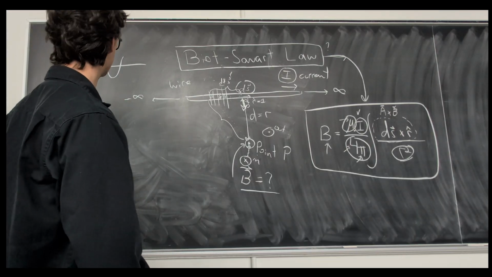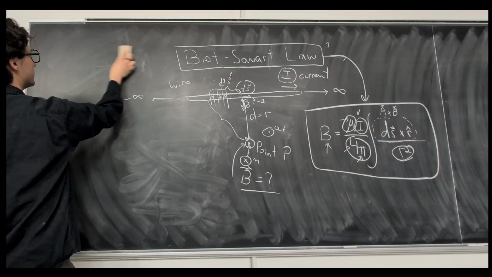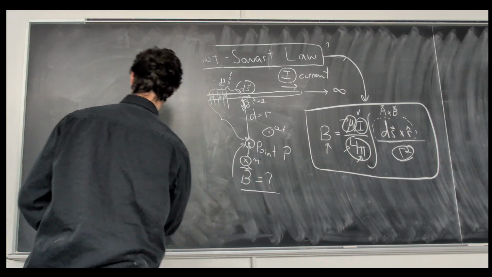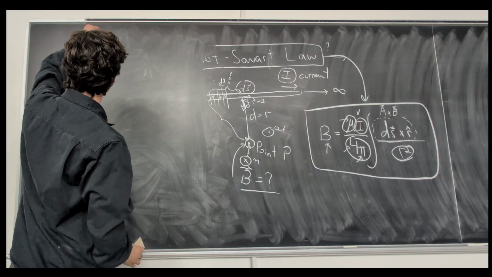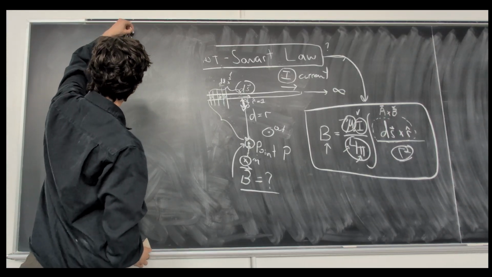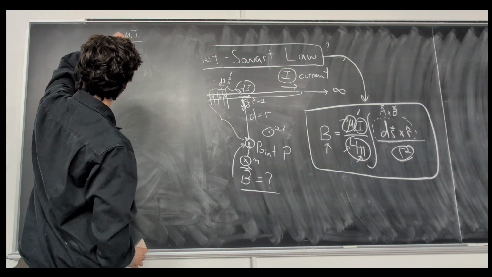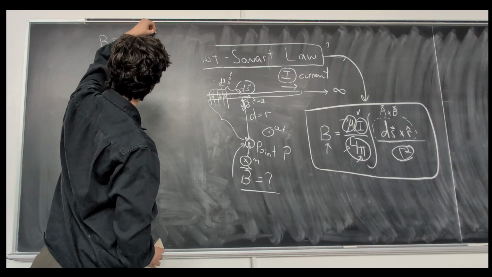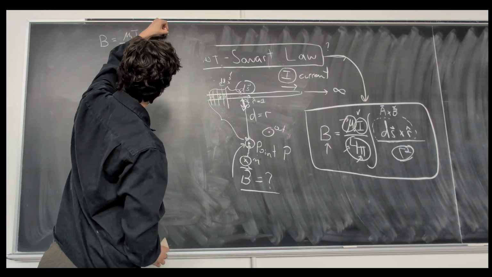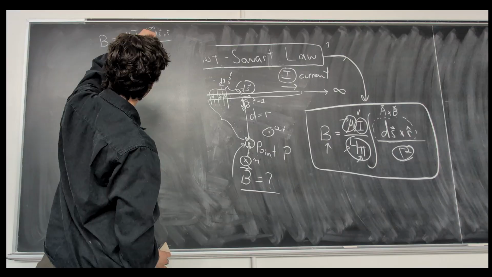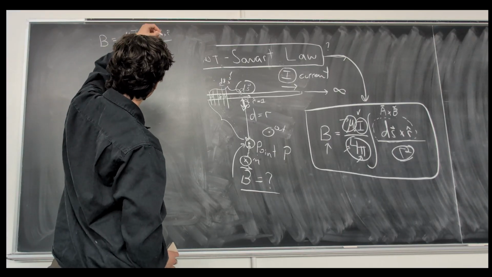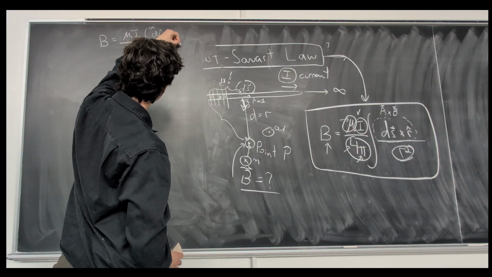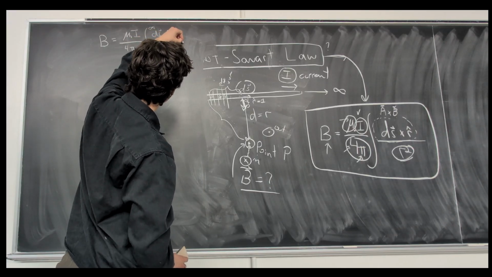I'm a bit lost. So I'm gonna erase all this, just give myself some room to work here. Okay, we have B is equal to mu naught I over 4 pi integral. Here we have infinity, here we have negative infinity. Here we have ds cross r hat. Here we have square root x squared plus d squared, squared.